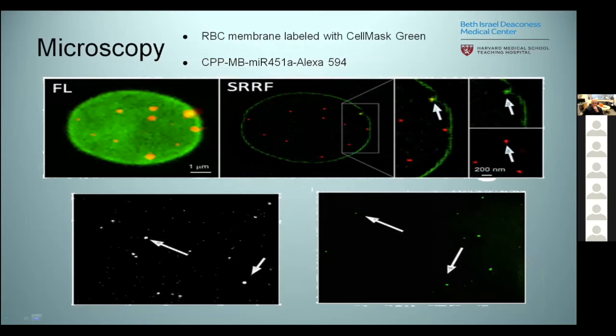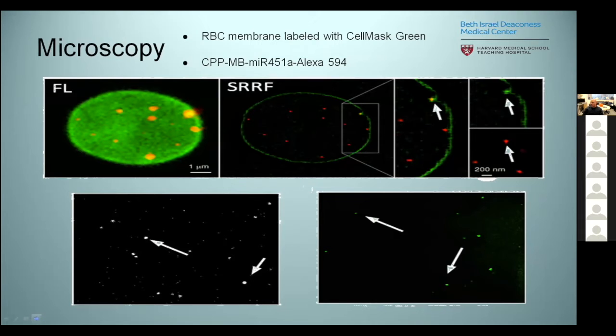All right, so we wanted to see it in the actual red blood cells. We labeled those with CellMask green. We used an Alexa 594 on the molecular beacon. You can get the beacon with basically any fluorophore. You just tell the company, hey, this is what I want, and they add it. So we have differing levels here. We used a FAM, we used an Alexa 594. At one point, there was an APC derivative.